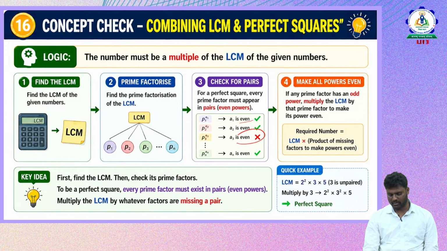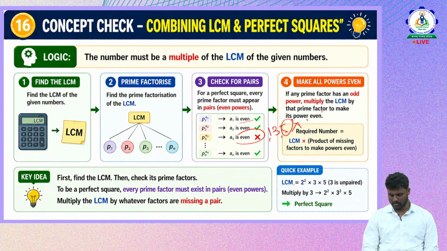If any prime factor has an odd power, then multiply the LCM by that prime factor to make its power even. So the required number is equal to the LCM times the product of the missing factors needed to make the powers even. Whenever the power is odd, like 1, 3, 5, we need to multiply by that factor to make it even. That is the idea involved in solving the problem.